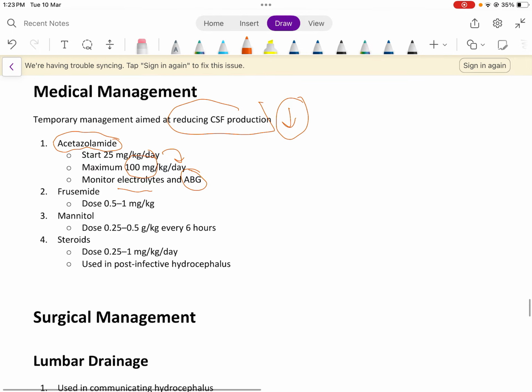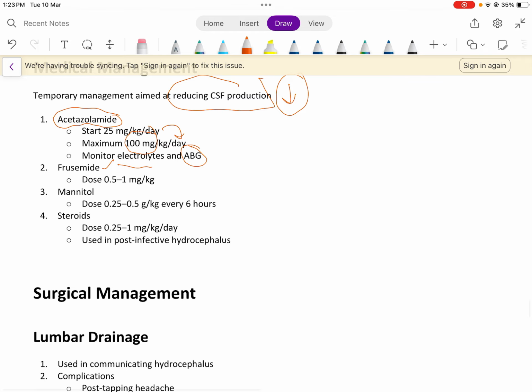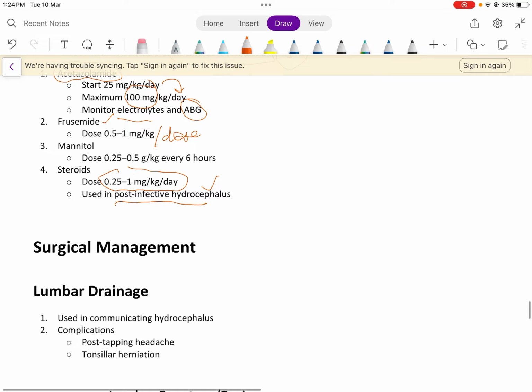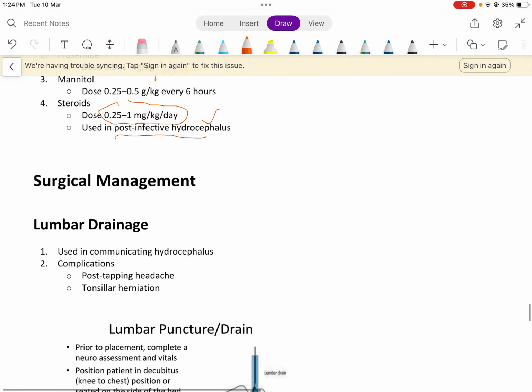Okay, furosemide you give 0.5 to 1 mg per kg. Okay, this is per dose. And mannitol you can give 0.25 to 0.5 grams per kg every 6 hourly. Steroids you can give 0.25 to 1 mg per kg per day in a post-infective hydrocephalus. Okay, that is also going to help in inflammation.